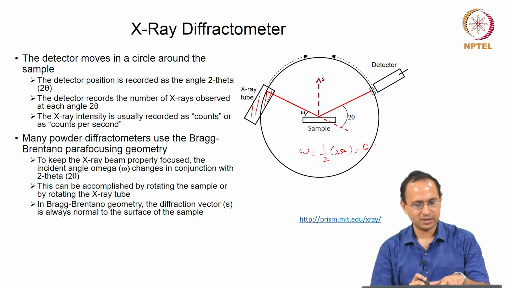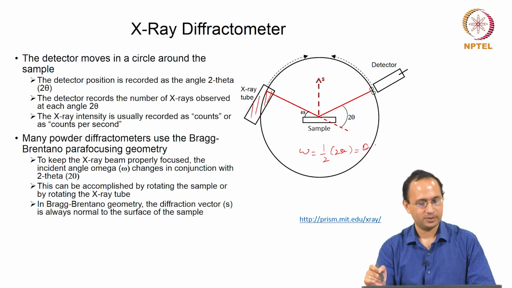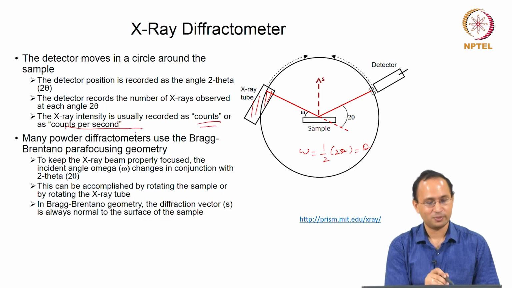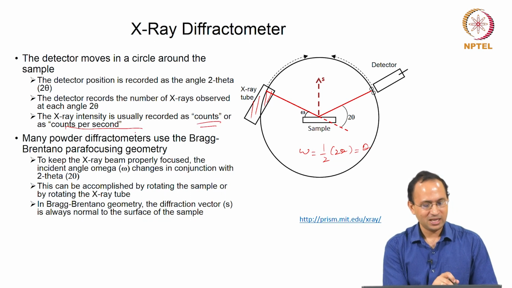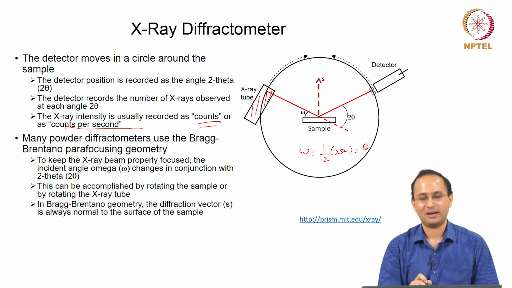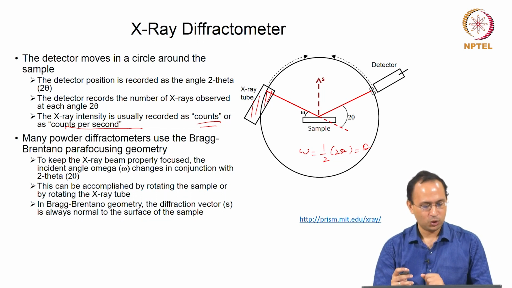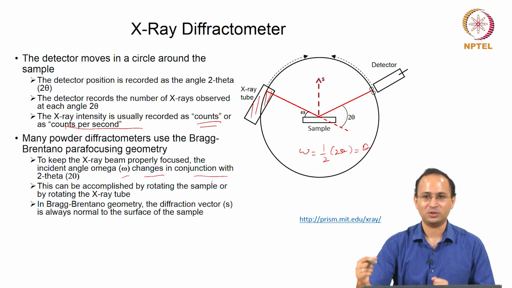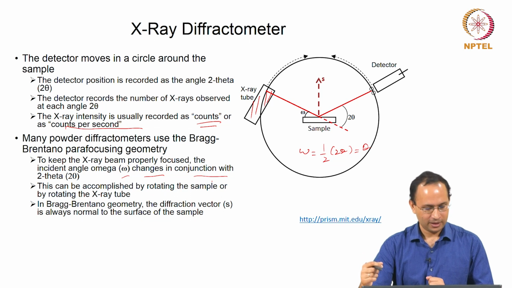The detector position is recorded as 2 theta. The detector records the number of X-rays observed at each angle, and usually the X-ray intensity is recorded as counts or counts per second. Many powder diffractometers use Bragg-Brentano parafocusing geometry. What does that mean? To keep the X-rays properly focused, the incident angle omega changes in conjunction with 2 theta. As you change theta, your 2 theta will also change.